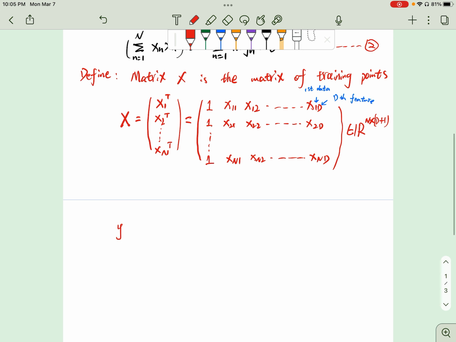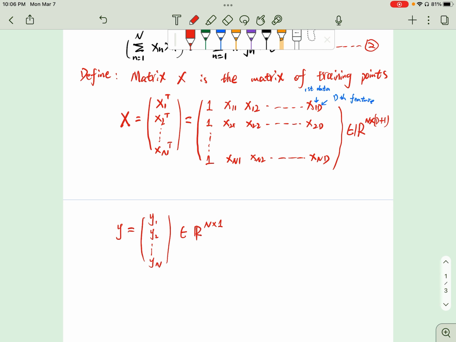I also defined the vector y. So here y is a vector. It equals y1, y2, and so on. This is simple because we have n samples, so we have n ground truths. So the dimension of this vector is just n by 1.